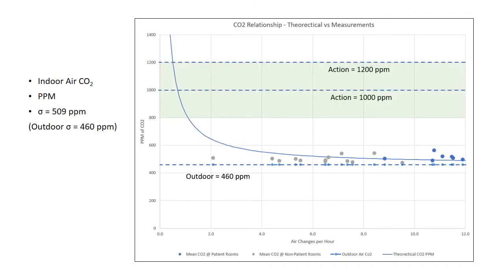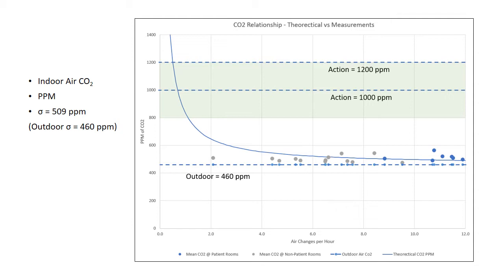So then here's kind of where it gets fun. If we look at our outdoor air mean at 460 parts per million, we can plot a theoretical relationship, assuming some occupancies and contaminant generation in the space. We can plot what we believe the space CO2 level should be as a function of air changes per hour. And obviously our action levels, 800, 1,000, 1,200 parts per million, are way above anything that we're seeing anywhere.